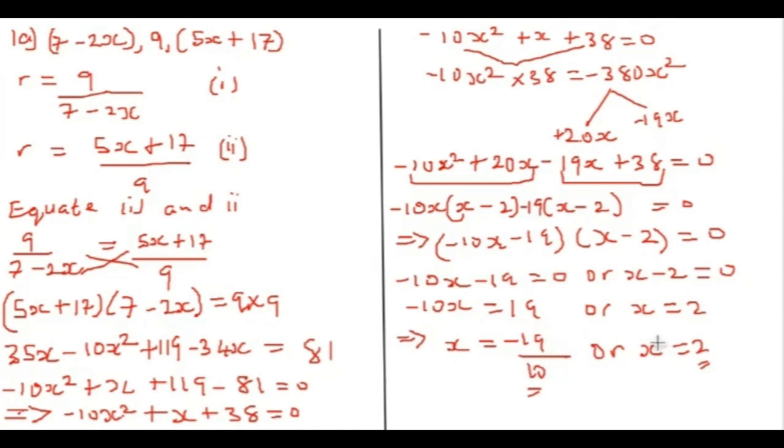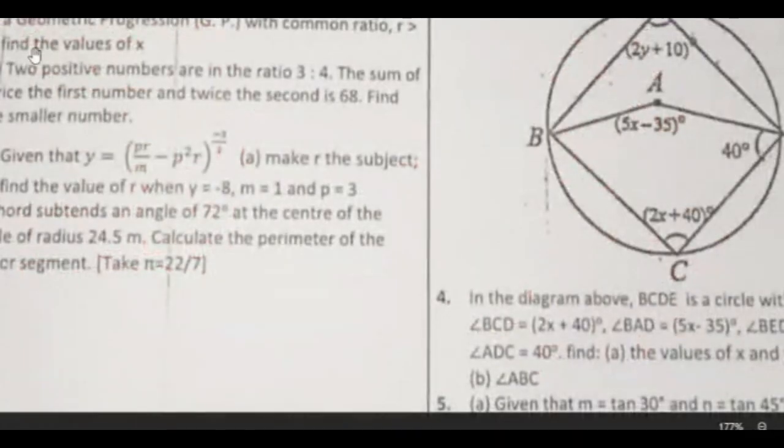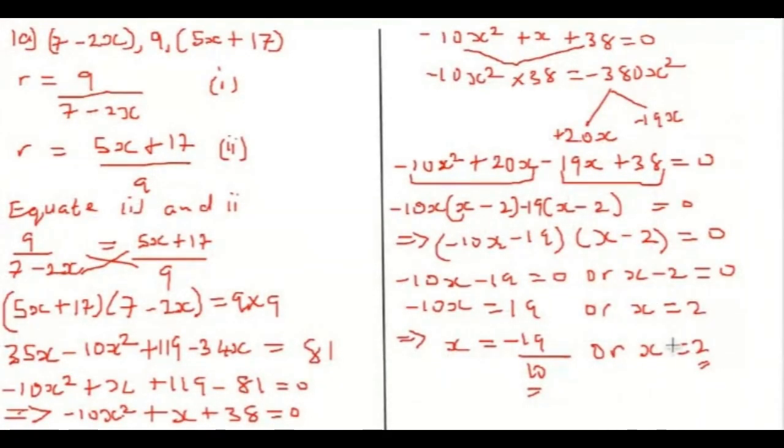So we found what x is. Let's get back to the question. The question asks us to find the values of x. And we are also told that the common ratio r is greater than 0. We've actually found the values of x. x is, in fact, equal to 2. Now, it means that we can go further. We've answered the question effectively.